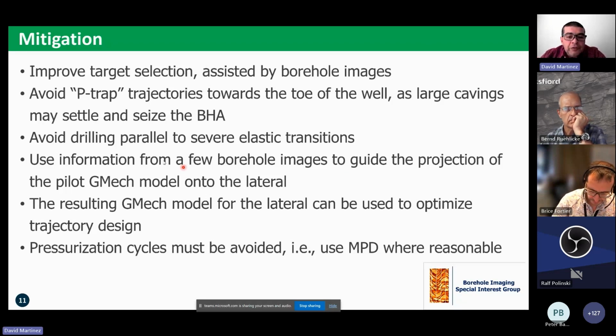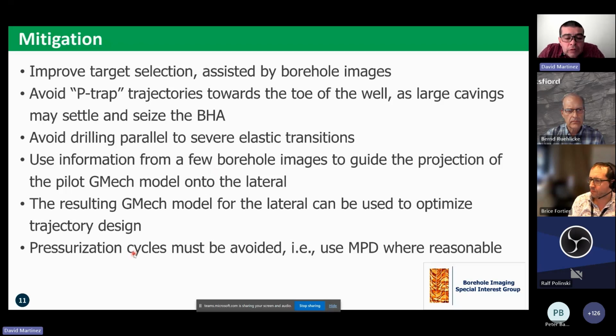When you have those severe elastic transitions, it's wise to avoid drilling very long parallel sections to those transitions. When we have a few borehole images, you can characterize the geomechanical model of that lateral, and that's actually the best way, because now you do have a map of the entire lateral, and then you can predict if you have to change trajectory. For each trajectory, you can design and analyze what's going to be your more stable trajectory.